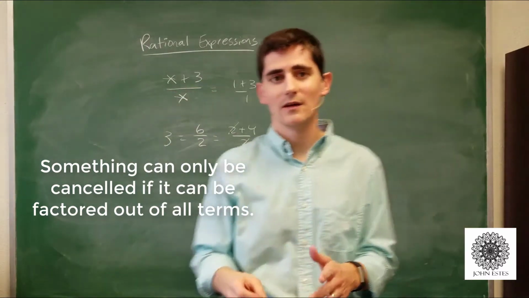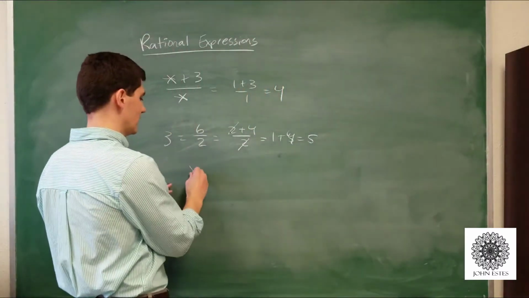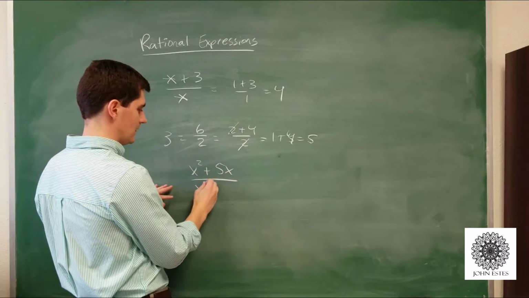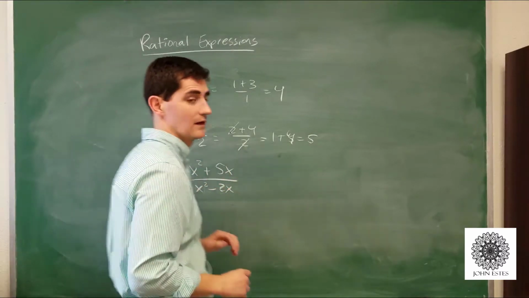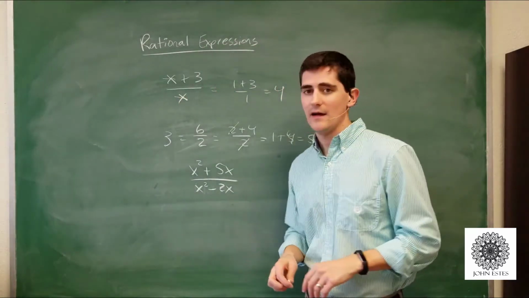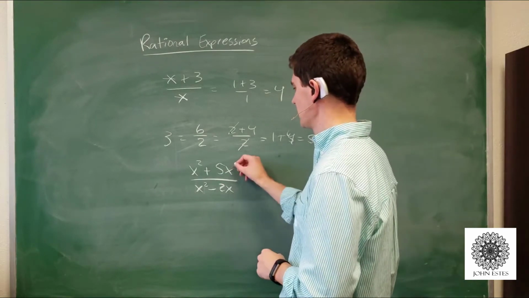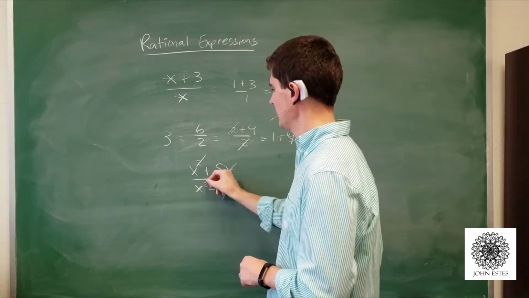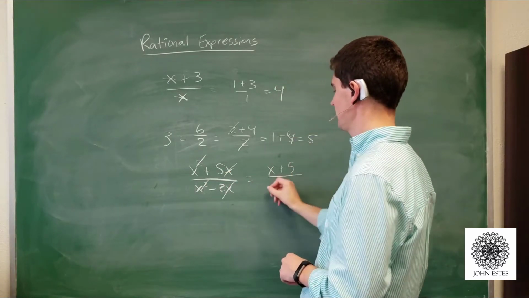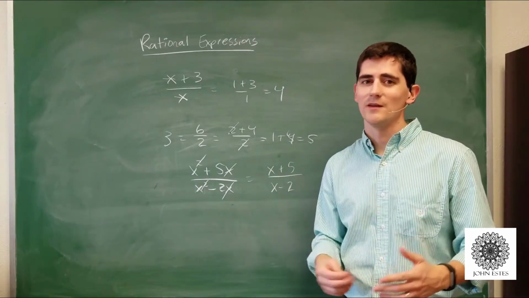The only time I could do that again is if I can take it out of all terms. So if I had something like this, x squared plus 5x over x squared minus 2x, now notice all four terms in this expression have a common factor, x. In this case, I could factor out one x out of everything and end up with x plus 5 over x minus 2. I hope this makes sense.